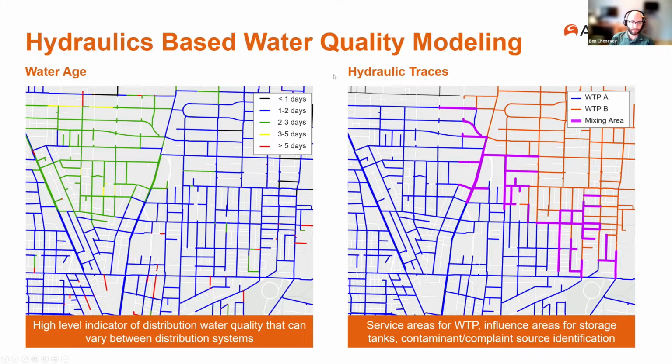simulate in the model. Hydraulic traces are somewhat similar in that they're an indicator of what conditions you're actually seeing in the system. So we can look at traces of, say, the treatment plants. If there's multiple treatment plants, identify what the service areas are, what the mixing boundary might be. We can also trace other components like pump stations or even tanks to look at influence areas around a storage tank. So kind of understanding the system, looking at the hydraulics and where the water is moving.